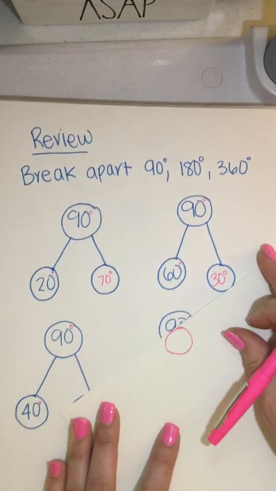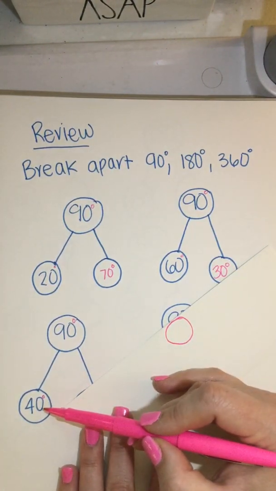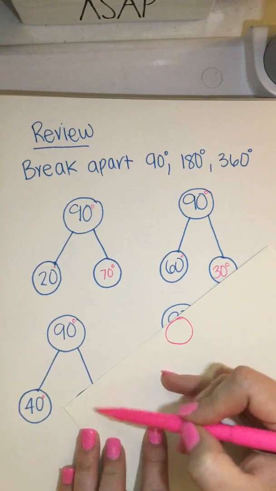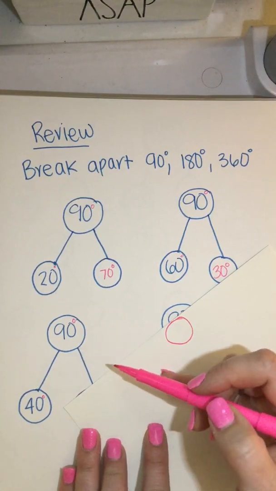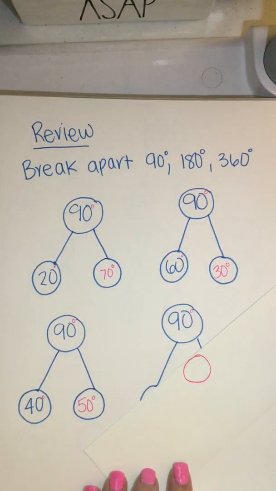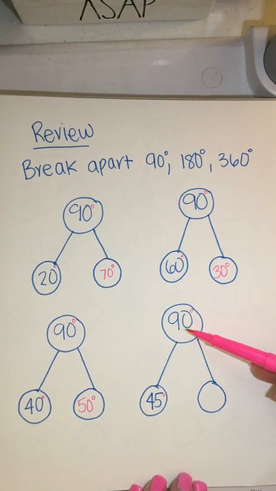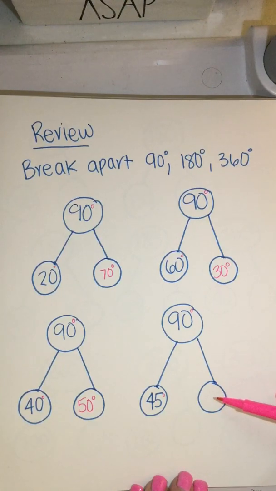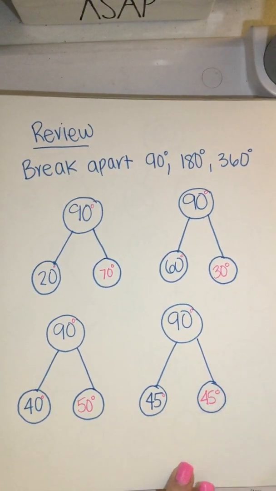Okay, let's go down to the bottom here. We have 90 and 40 degrees is one given number. What is our other missing given number? 40 plus how much equals 90? If you said 50, then you are correct. And for our final one, we have 90 degrees, and part of 90 is 45. What is the other missing part? Okay. Yes, the other missing part is 45 degrees.